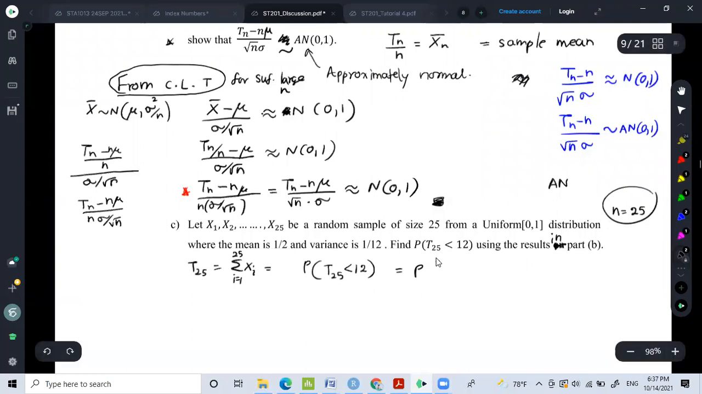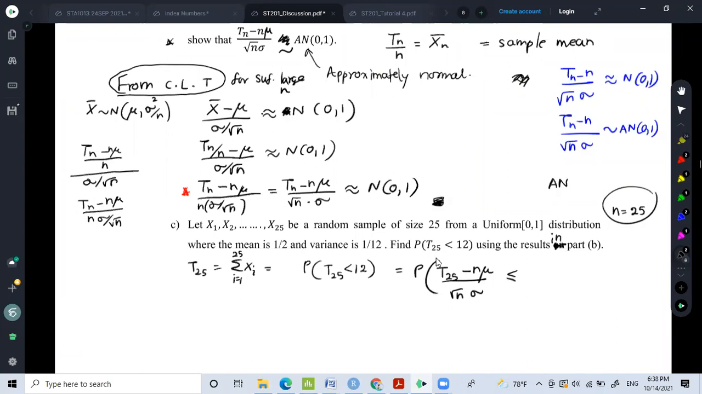Right. So let's try to write this. What do we know? We know from part B, T25 minus n mu over square root of n sigma. This is a normal distribution, right? So if you are doing T25 minus something and dividing, you have to do the same for the right hand side also. On the left hand side, you subtract n times mu and divide by square root of n and sigma. You're going to do the same for the right hand side. So you do 12 minus n mu.